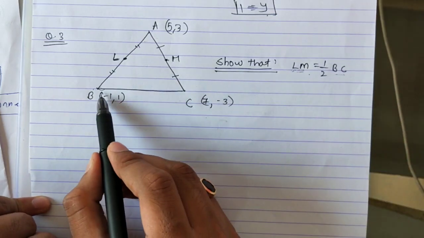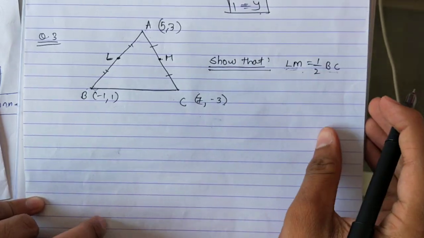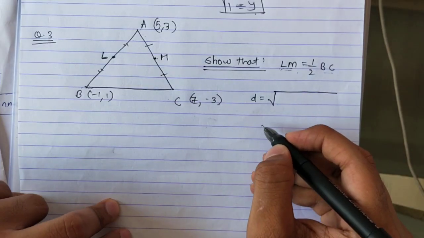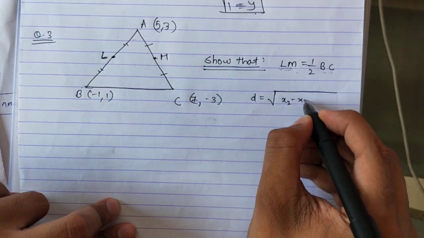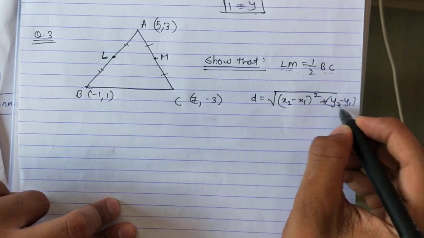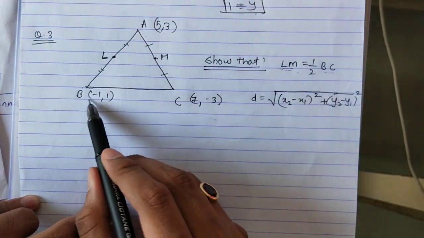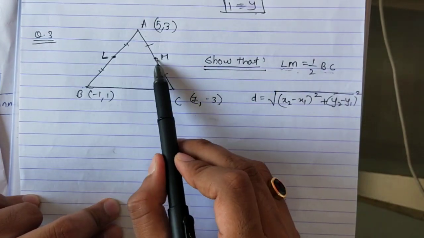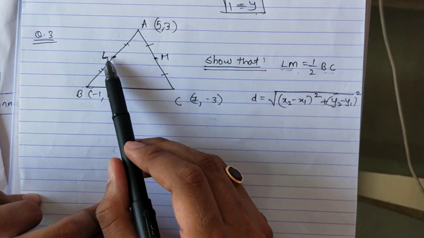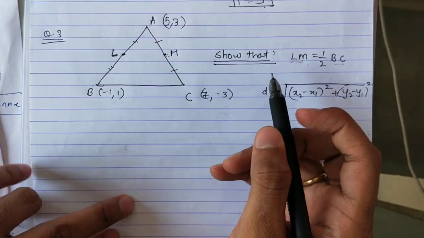BC distance I can find. See, the coordinates of BC are these. First of all, what is the distance formula? I'll write it here for those who have forgotten: square root of x2 minus x1 the whole square plus y2 minus y1 the whole square. This is the distance formula. For BC I know the coordinates, but the LM coordinates are not known to me. So first I'll find the coordinates of L and M. So let's start the question.